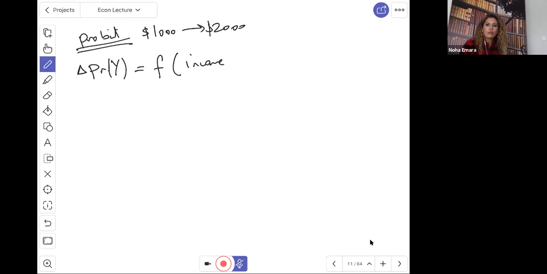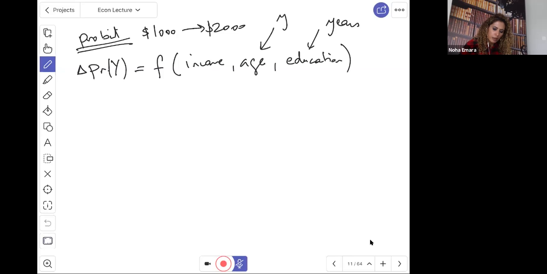What if I have more than one factor? So what if I have income, I have age of the person, and I have years of education, okay? And this is just an example. So this is in years. Again, this is in years, the age of the person. And again, this is the probability of owning a house, right? And this is your income.